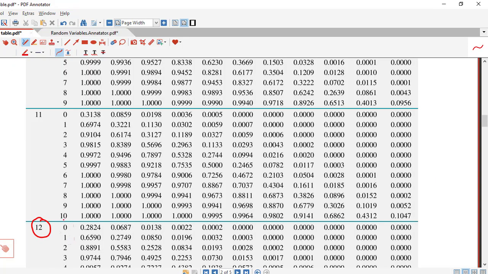So these are the values of x, these are the values of p. For p equal to 0.1 we have the first column, so we consider x equal to 1 and p equal to 0.1, and we take the intersection. This column corresponds to p equal to 0.1, this row corresponds to x equal to 1. So at the intersection we have this value, 0.6590.